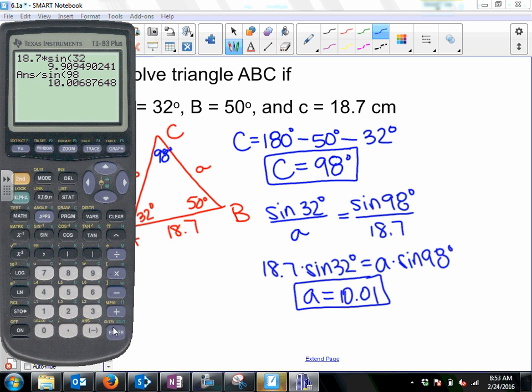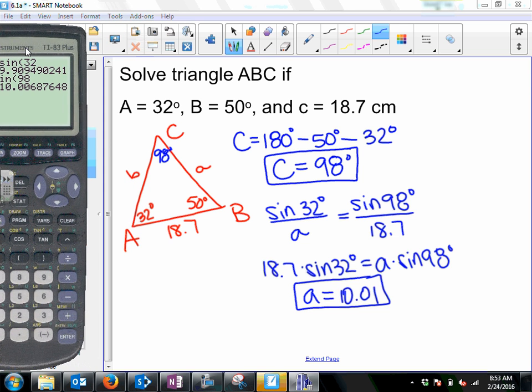Okay, now we need to find side B. So we need to take the sine of 50 degrees over side B. You need to use as much given information as possible. I want you to avoid using any rounded answers. So what do I want you to set this ratio equal to? The sine of 98 degrees over 18.7.